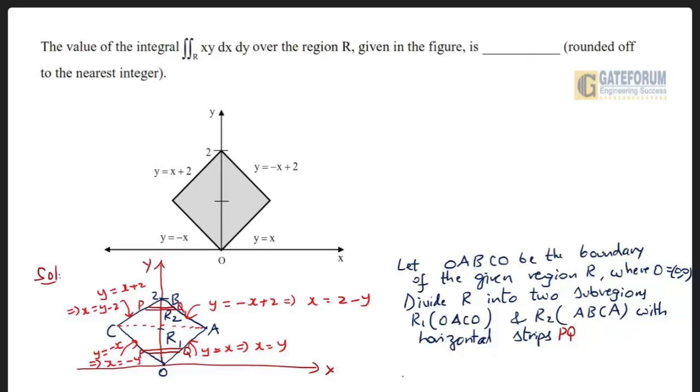So in each subregion, we have to find the corresponding x and y limits, because a horizontal strip means the x limits are functions of y. That's why I expressed each curve equation like this, and the y limits are constants. So in R1, the y limits are 0 to 1, and in R2, the y limits are 1 to 2. Okay.